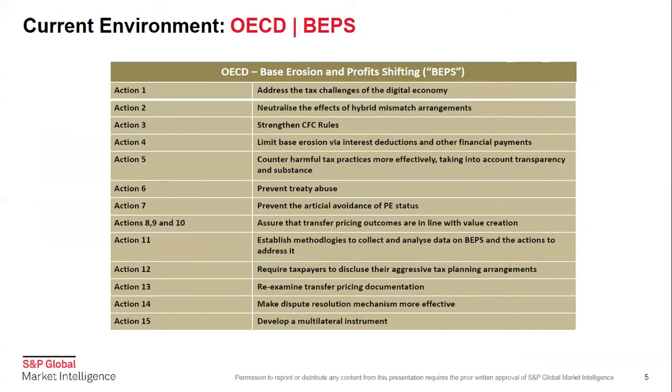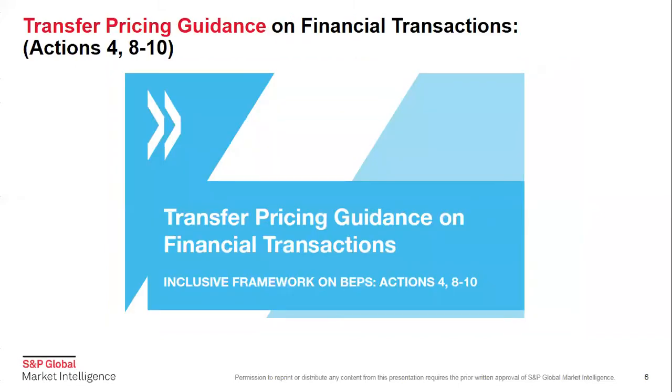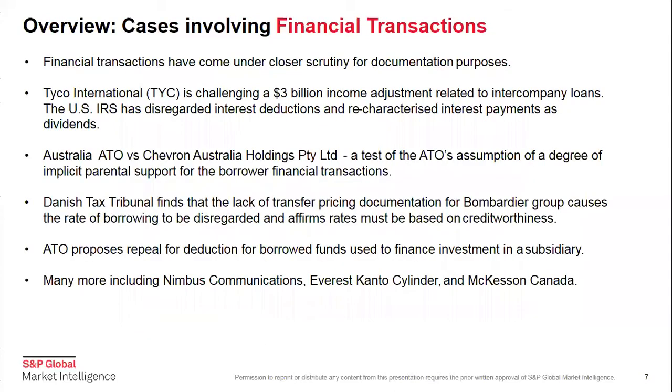These right here are a listing of all of those BEPS action items which were initiated in 2015 and just recently completed in 2020, with the last piece, which is transfer pricing guidance on financial transactions, on actions 4 and 8 through 10. This is where Standard & Poor's has focused much of our attention on a solution in order to determine that risk-free rating of an independent entity and how to determine interest rates.